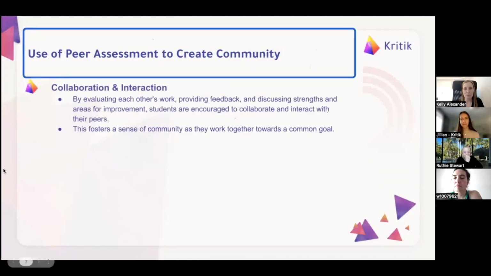So in terms of how peer assessment can contribute to creating community within a class, number one is that it encourages collaboration and interaction, right? So instead of just the professor grading the assignment, now you're adding this extra layer of peers having to grade each other. And hopefully, especially if you're using a technology tool like Kritik, you're also allowing them to be evaluated by multiple peers, not just one person. So now they're seeing multiple perspectives. They're getting multiple ways of receiving that feedback from their peers, and they also have to learn to give feedback to multiple pieces of work as well.